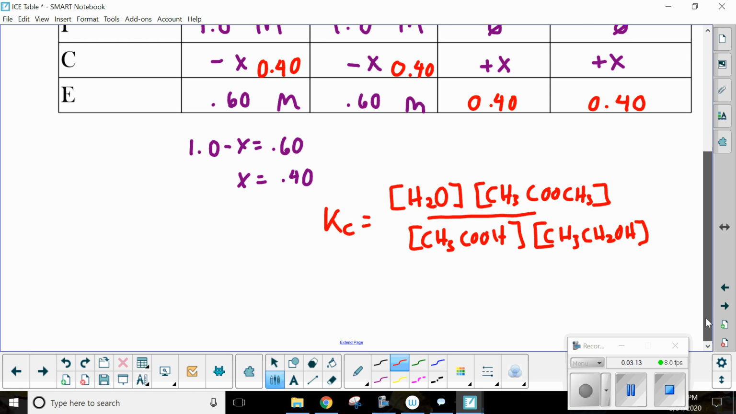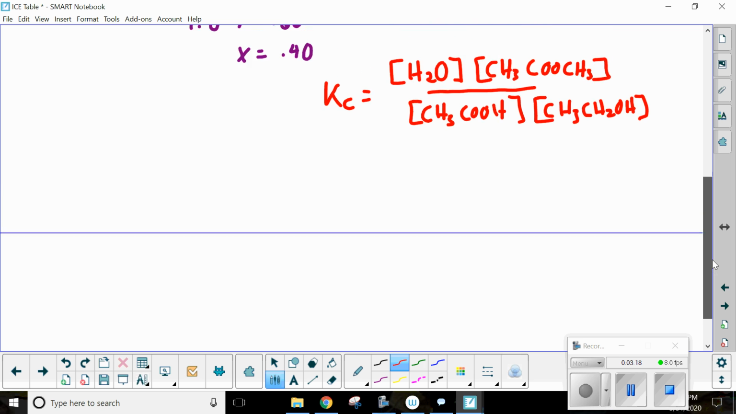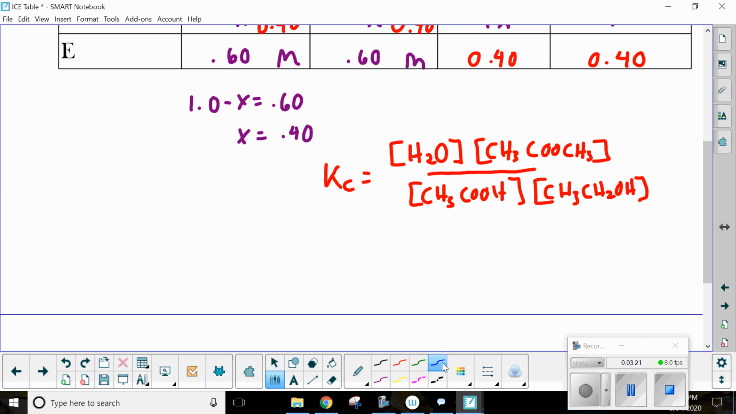So now I'm ready to set this thing up. And to set this up, it's products over reactants. And so essentially, I'm going to have 0.40 squared all over 0.60 squared, because my products have the same molarity, my reactants have the same molarity. And when I type this into my calculator, I get 0.044.